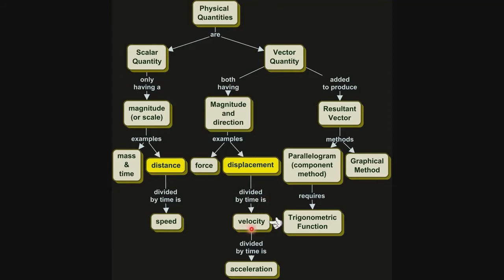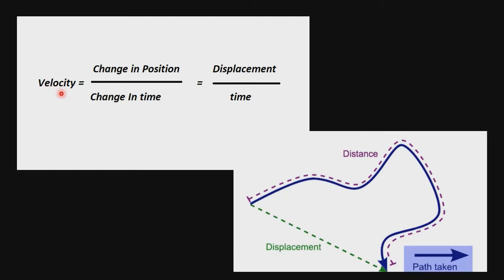But here's another bonus: velocity divided by time is called acceleration. So again, velocity is the change in position over the change in time, and the change in position is that from point 1 to point 2. That's actually the displacement. So velocity is basically displacement over time.